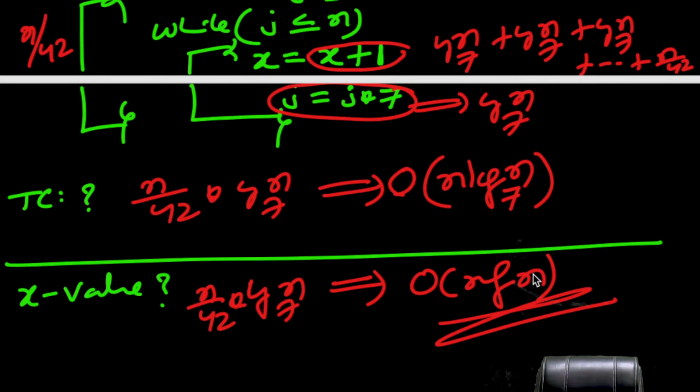First time x value is log n base 7, second i value again log n base 7, third i value again log n base 7. Like that, how many times? n by 42 times, n by 42 times log n. Please verify. If I am wrong, please let me know.